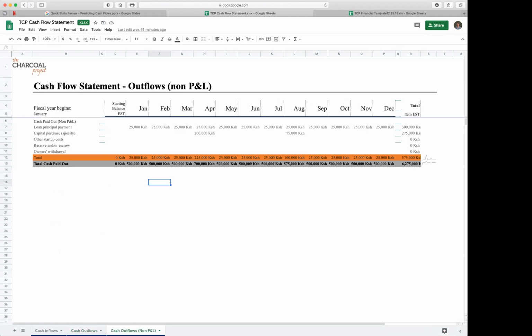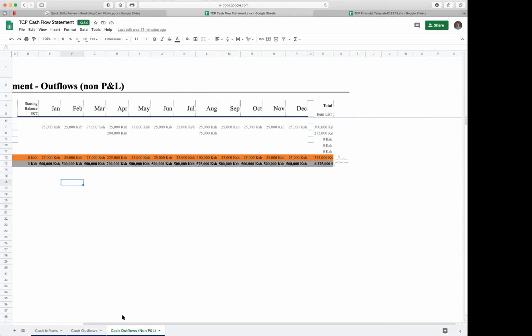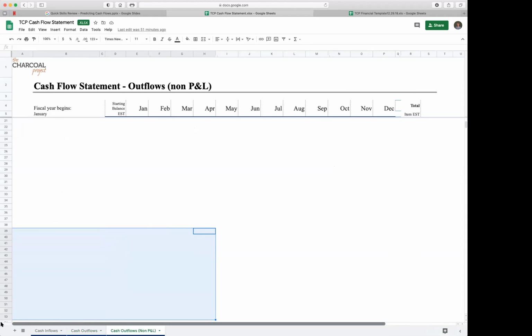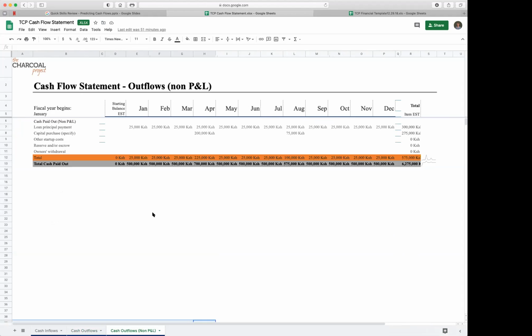Then the final tab is things that may leave the business but aren't really part of the profit and loss statement. So these are balance sheet items. For example, if I repay a loan, I take cash from my cash account and give it to the bank. It doesn't really flow through the profit and loss statement. It's just a repayment of principal. It only flows through the profit and loss statement when it's an interest payment. So you see here, these are these non-P&L outflows.